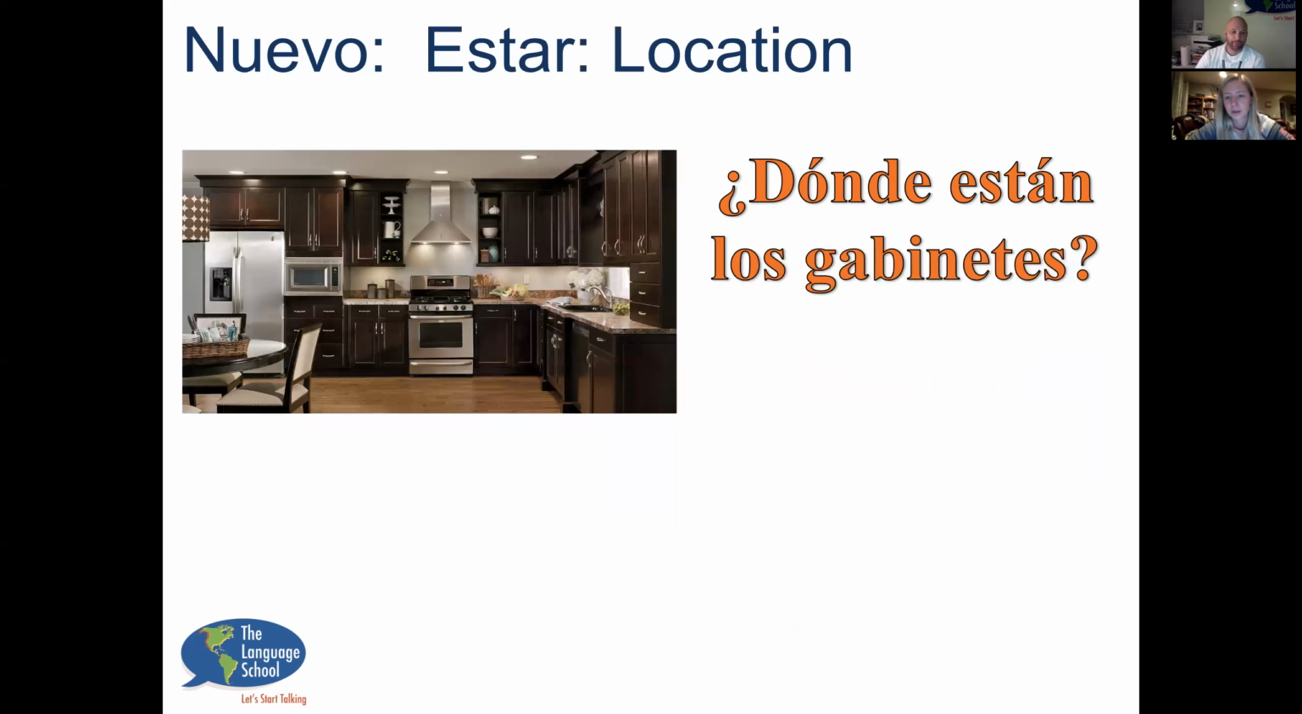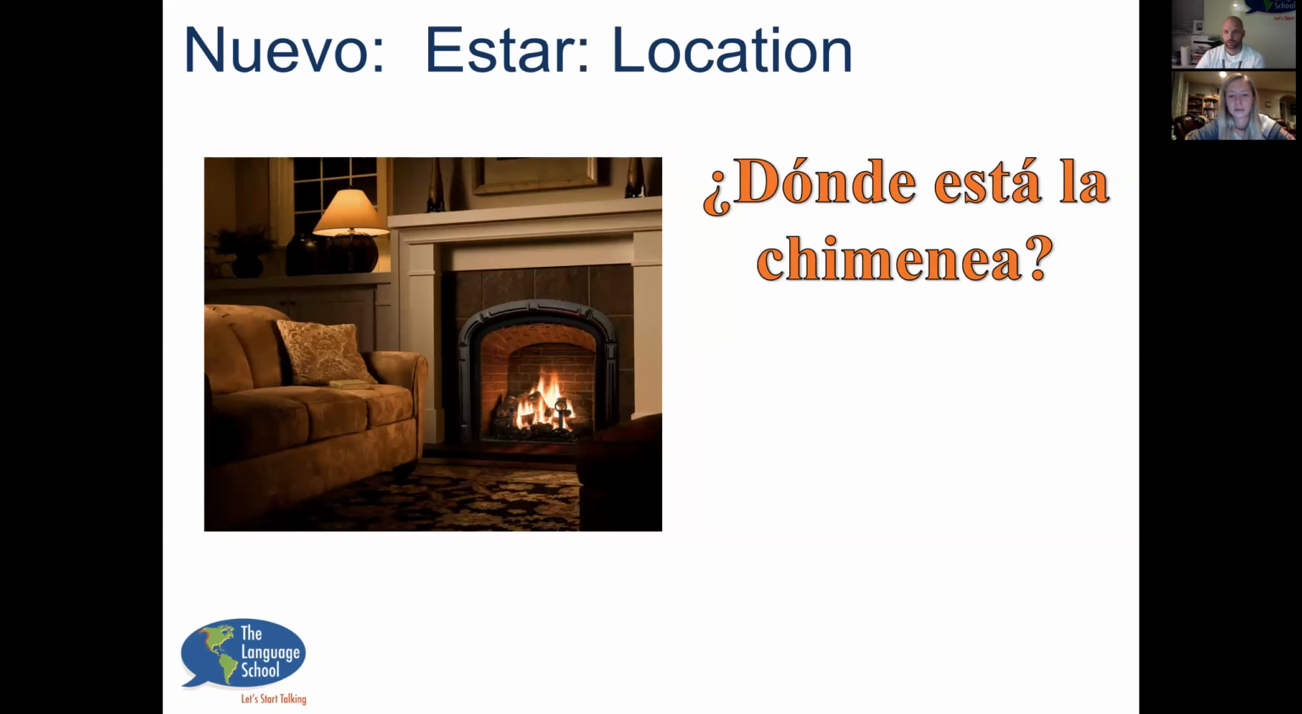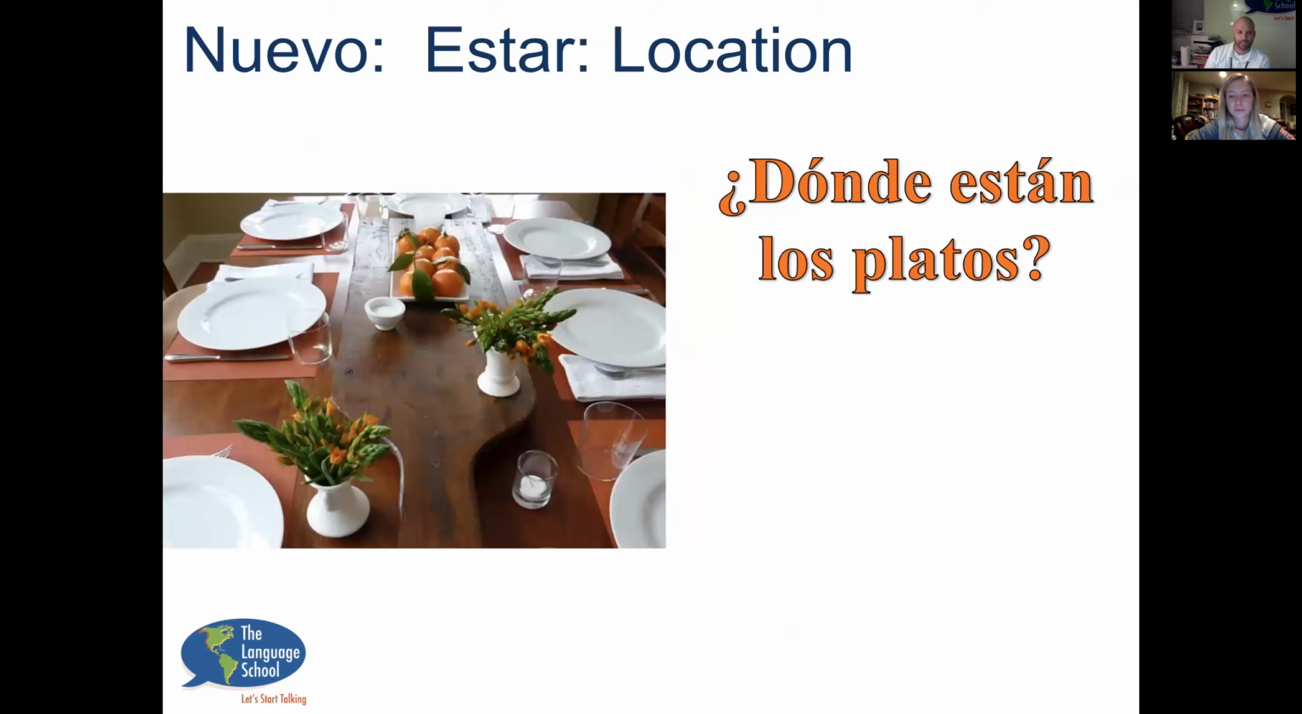¿Dónde están los gabinetes? Están en la cocina. ¿Dónde está el inodoro? Está en el baño. ¿Dónde está la chimenea? La chimenea está en la sala. ¿Dónde están los platos? Los platos están en la mesa.